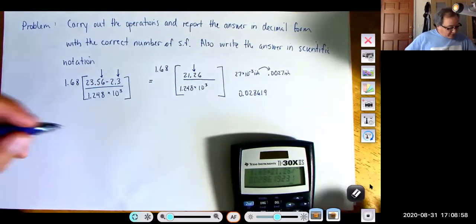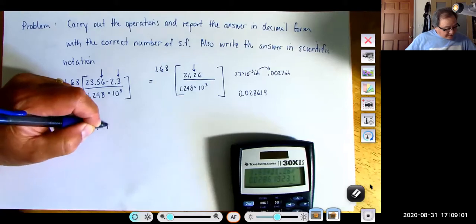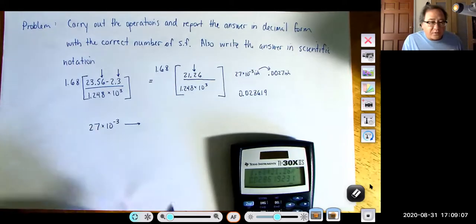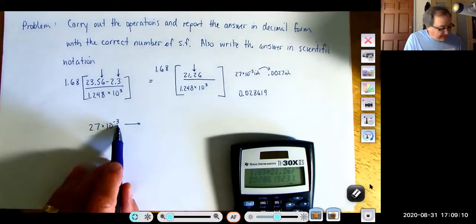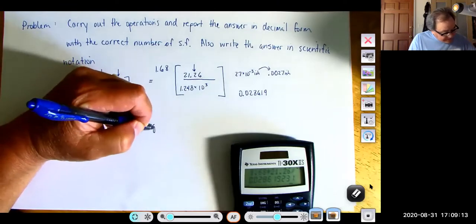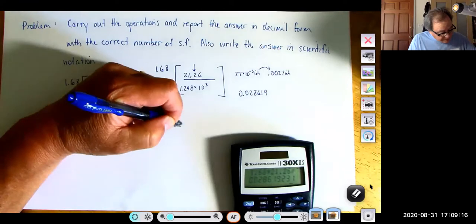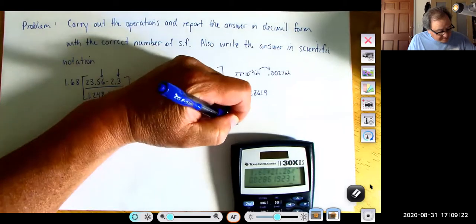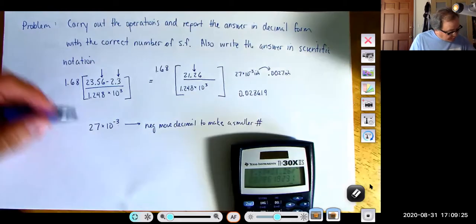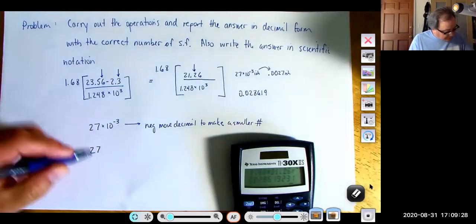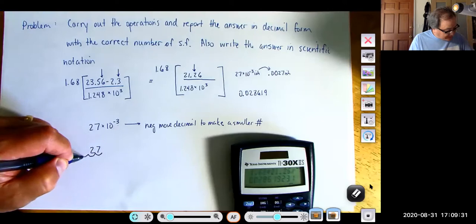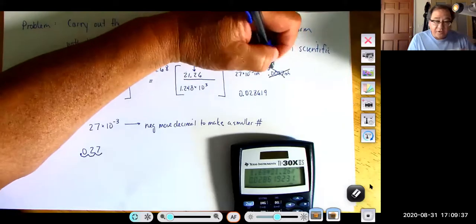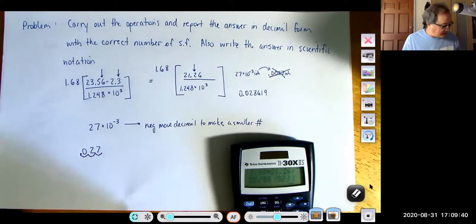Let's take a look at what I should have done. 27 times 10 to the minus 3. Now, when I want to put this in decimal form, what do I do? I take a look at that, and since this is negative, I move the decimal to make a smaller number. So if I move the decimal over to make a smaller number, I'm going to move it over 1, 2, 3 times, and that's where it ends up. So this is the place where I made the mistake. I should have only moved it 3 times. I moved it 4 times.